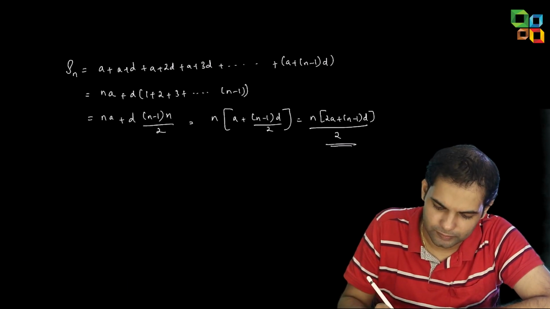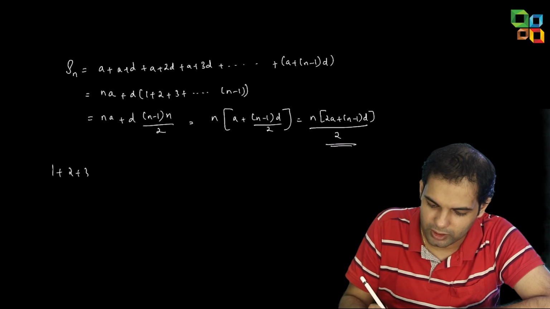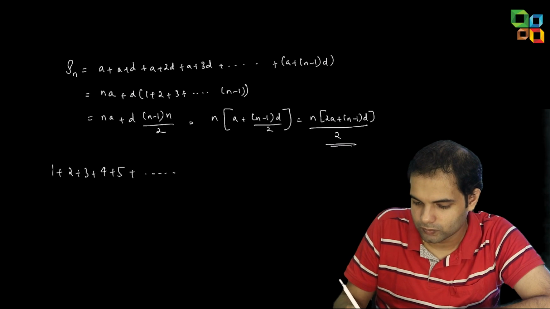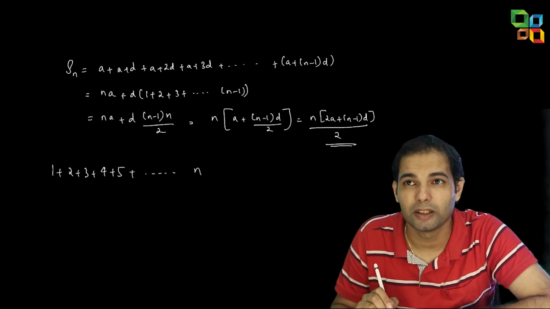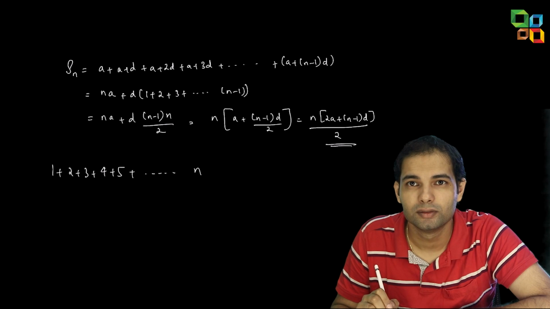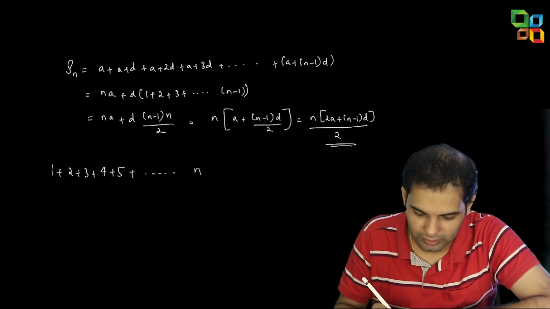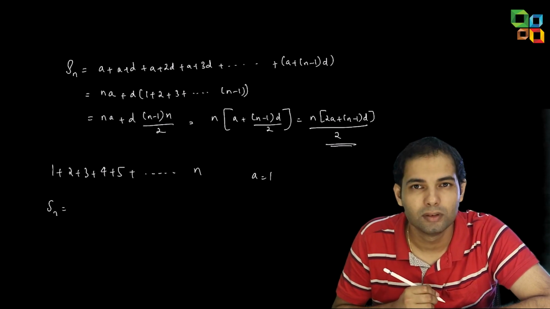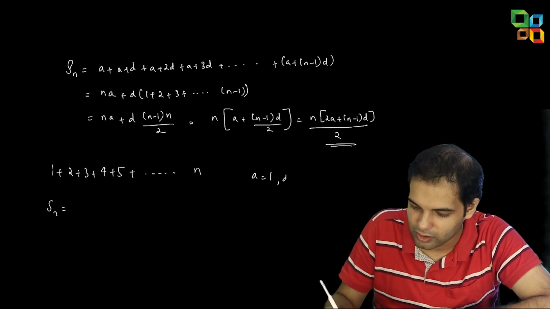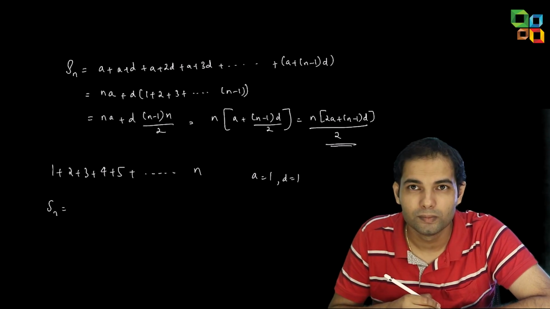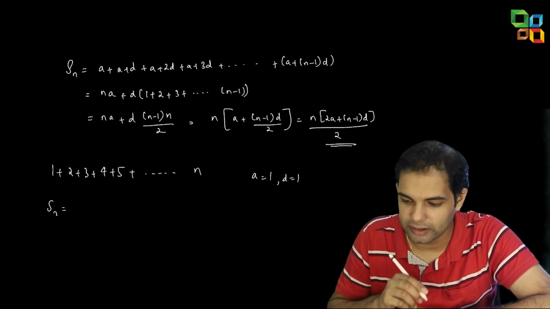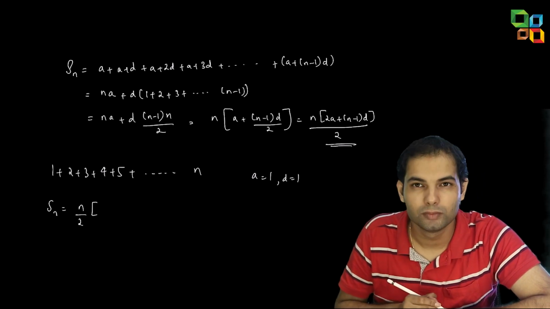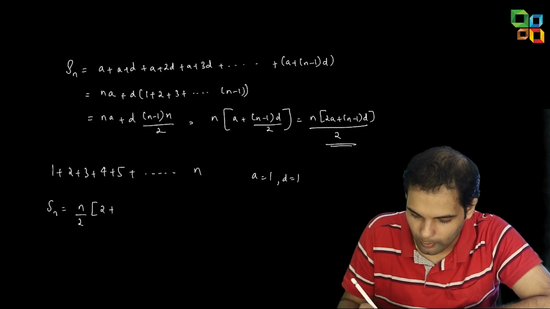We'll apply the formula. Is this an arithmetic sequence? Yes, right. So Sn, what is a? a is 1, correct? d is also 1. Common difference is 1. n is n only because we are finding the general term. Let's apply and see. So n by 2 into 2a, 2a is 2 into 1.